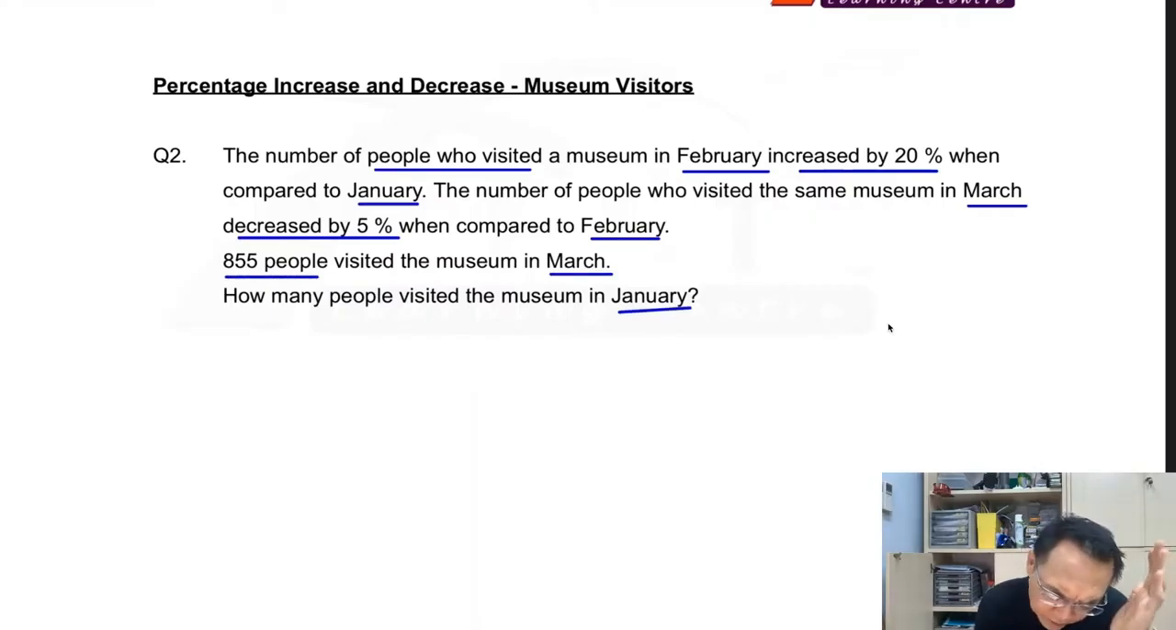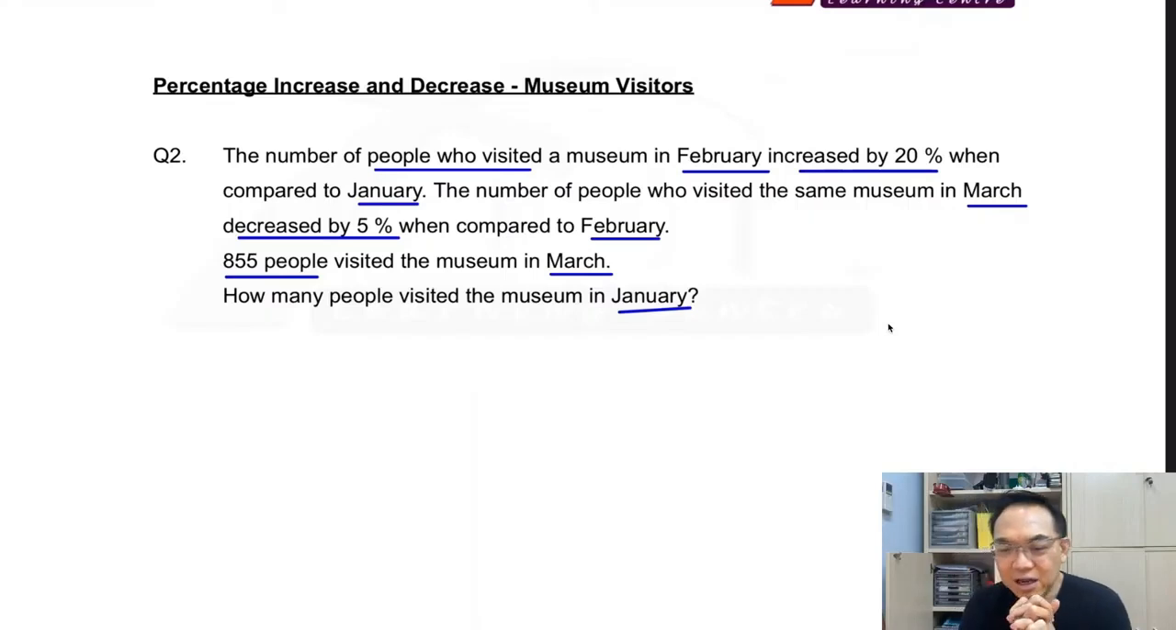Okay. First, of course, you draw your model. First, you draw the model and you should start with which month? Come, tell me, which month should I start with? Which one to start with? Yes. You start with the first month, obviously, January.